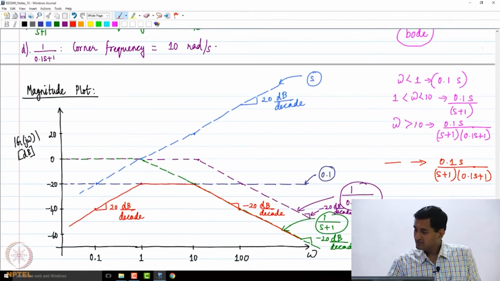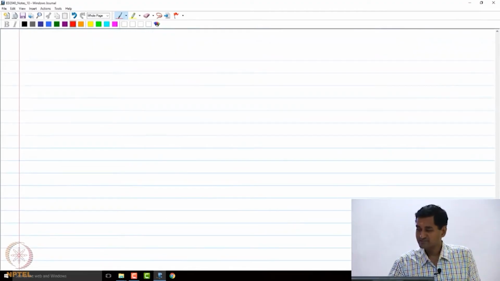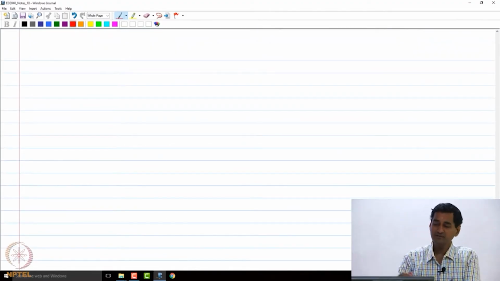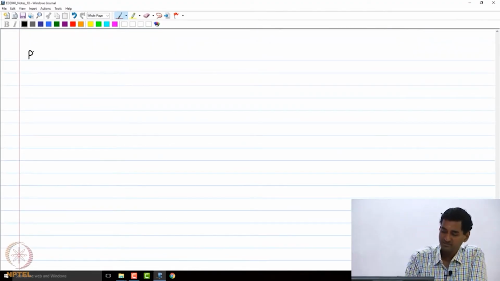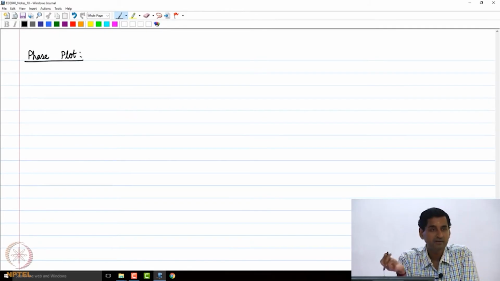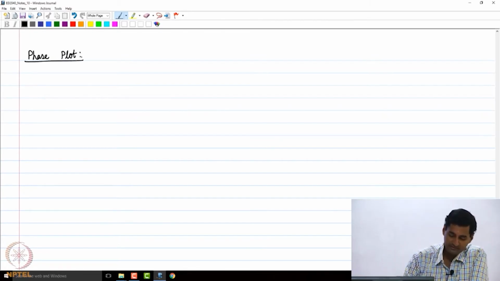Okay. So, now having plotted the magnitude plot, once again please note that I am only plotting the asymptotes. We are not plotting the actual curve as such. So, now let us go ahead and plot the phase plot. Okay. So, let us do the phase plot.